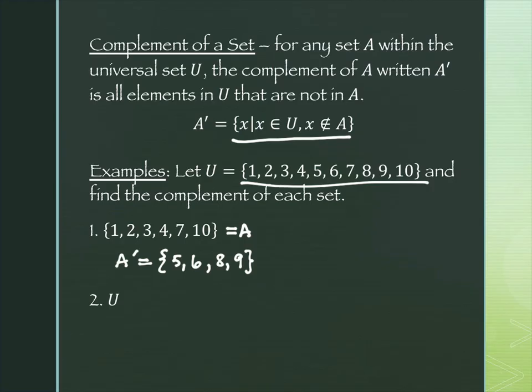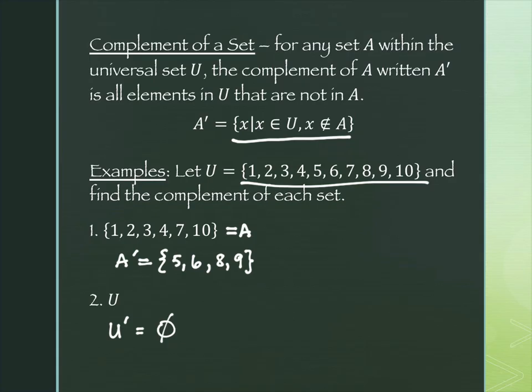Now 2 looks a little funny because 2 says we want to find the complement of the universal set itself. So imagine what that's asking you. I want to find all the items that are in the universal set, because that's where I started with, that are not in the universal set. Well, there's nothing missing, right? So what is it? Empty. It's the empty set. So if I want to find the complement of the entire universal set, it is the empty set.